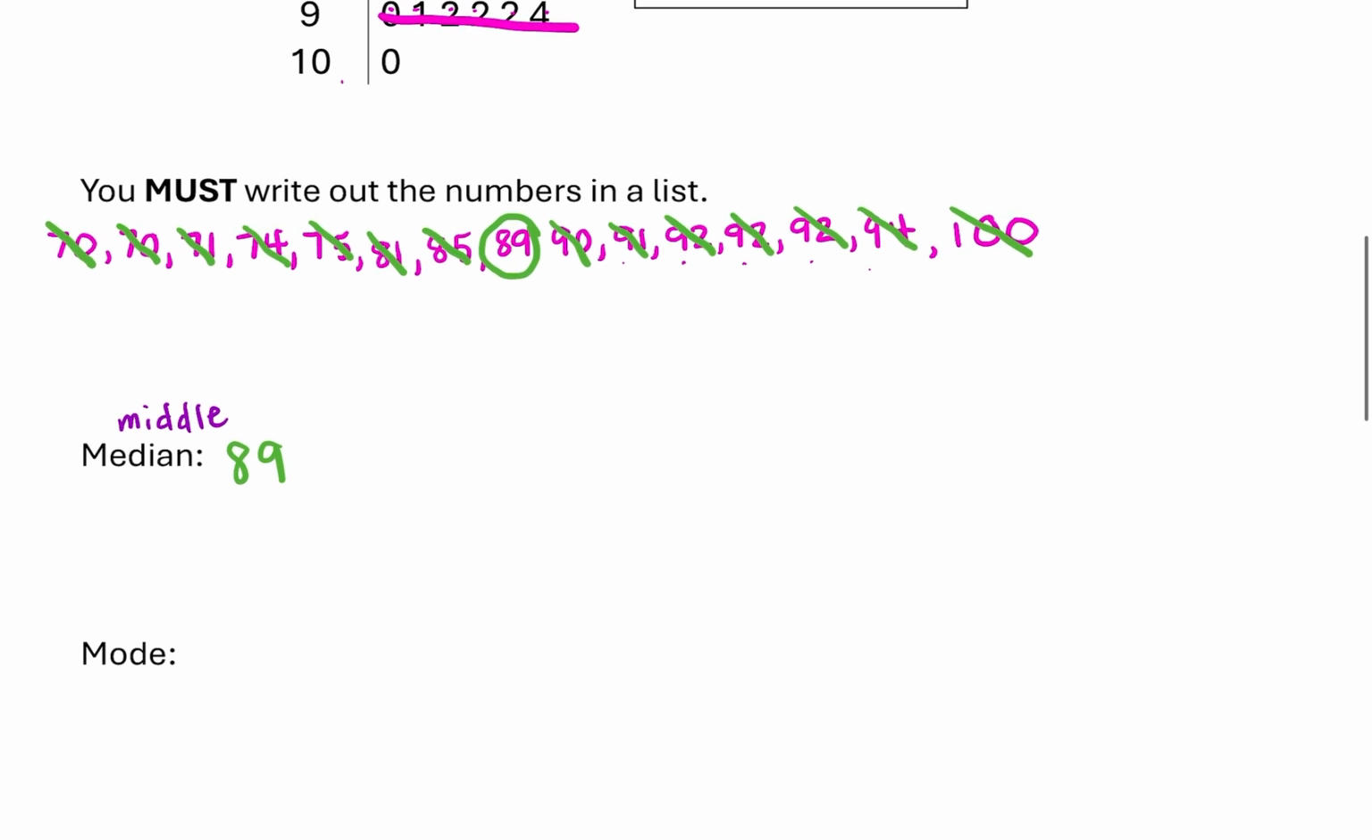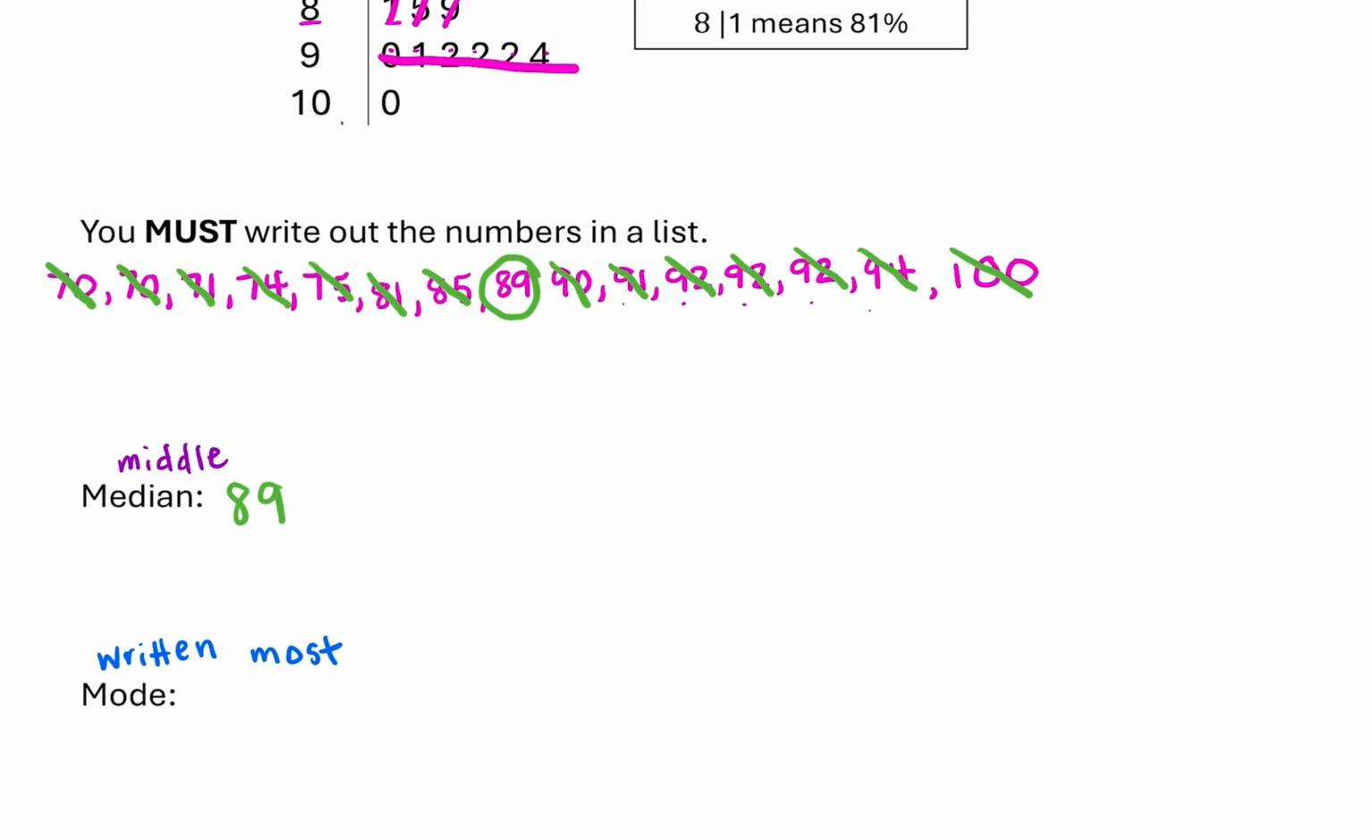Mode means which one is written most, or most frequent, not the biggest, but which one was written the most. So if I'm looking, okay, I have 2 70s. I have 1, 2, 3 92s. So the number that was written the most would be 92.